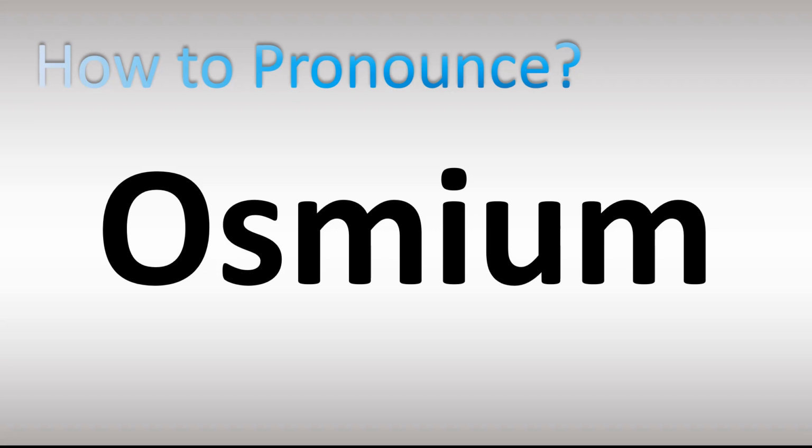How do you pronounce the name of this chemical element? In British English, it is normally pronounced as osmium. Let's break down the pronunciation. 3 syllables. Os, me, stress on the first syllable.